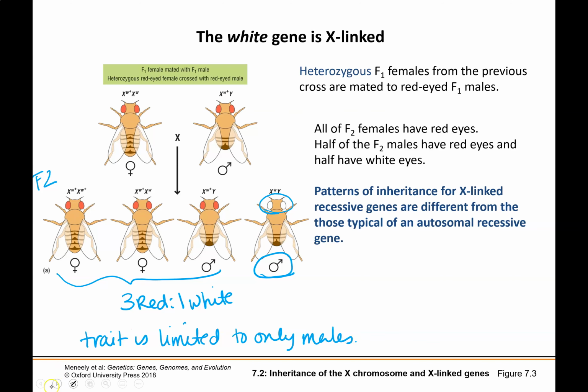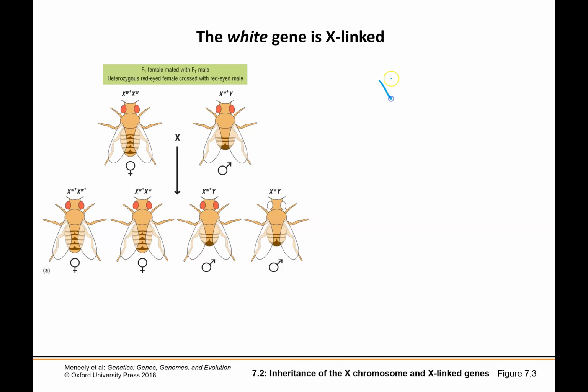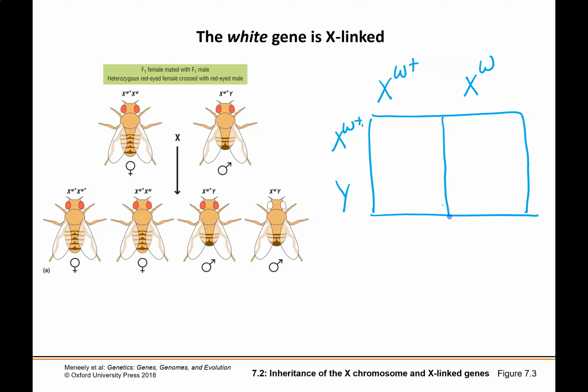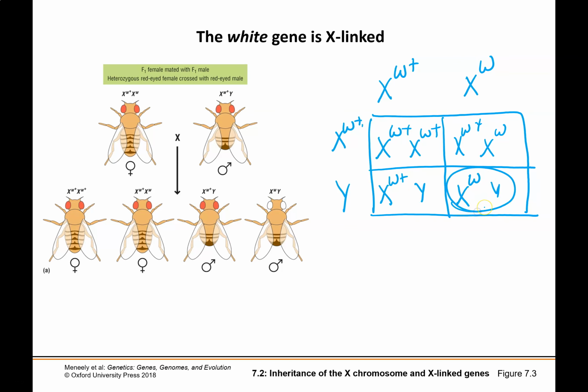So let's draw out this cross. So this is our F1 cross. Now remember, all of the females from that cross ended up heterozygous. Now we're going to cross those individuals to a red-eyed male and see what happens. So you'll notice here we have a red-eyed female, a red-eyed female, a red-eyed male, but here in this gamete we get that white-eyed male.